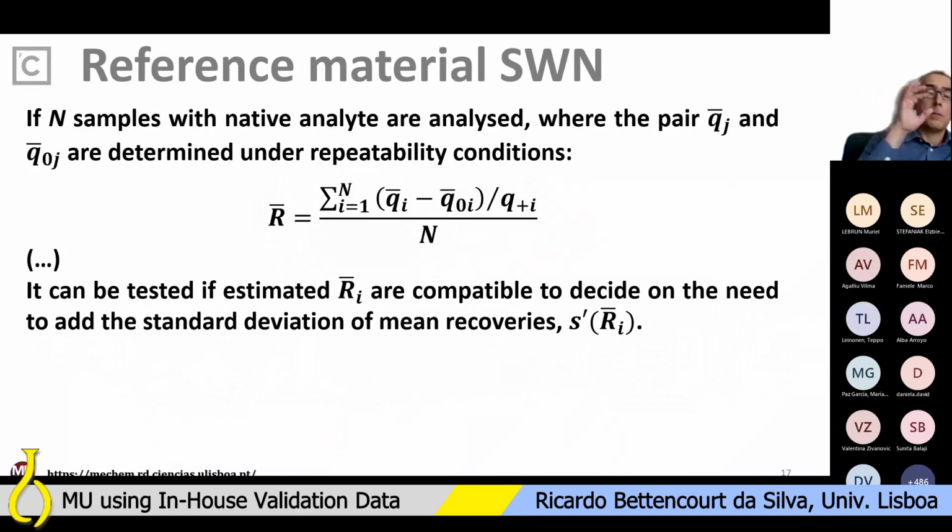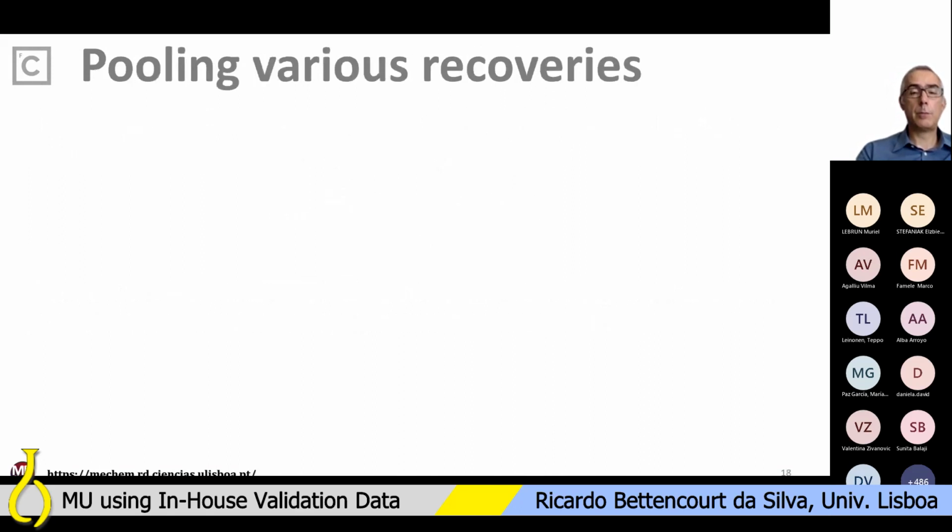So after doing that, you have to compare each mean recovery from each spiked sample and assess if they are compatible. If they are not compatible, we have to take into account an additional component, as I described to you, for the precision, or for the variability of recovery with the different samples.